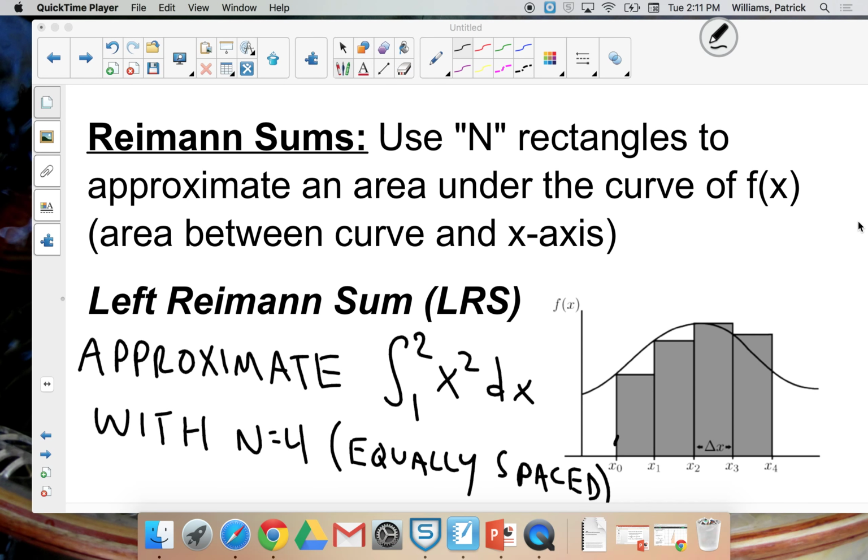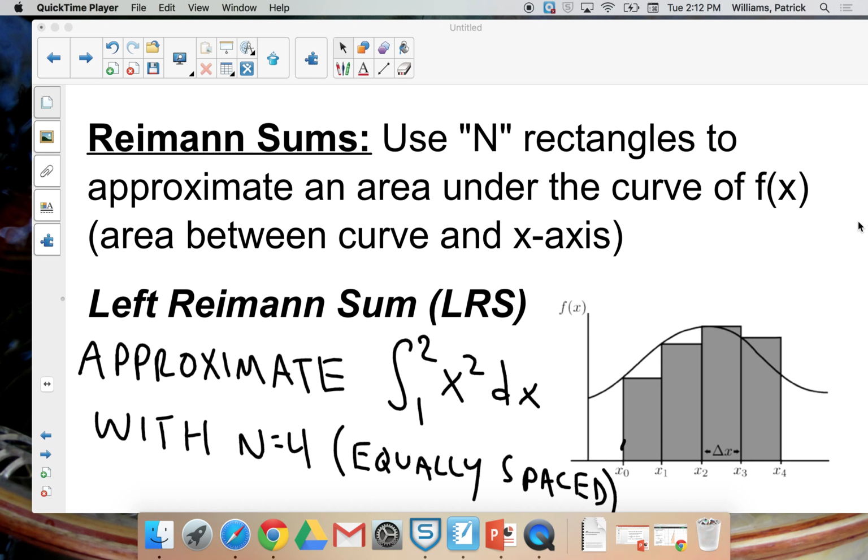Okay, so in the last video we learned what Riemann sums are. Just to reiterate, a Riemann sum is a method where we use the geometric shape of the rectangle to approximate the area bounded between a curve and the x-axis. We call that area under the curve. We learned three different types of Riemann sums: a left Riemann sum, a right Riemann sum, and a midpoint Riemann sum.